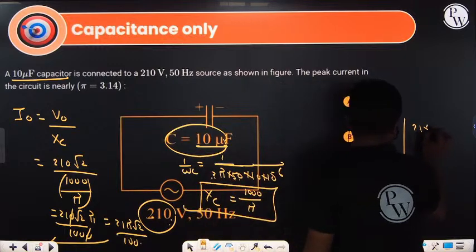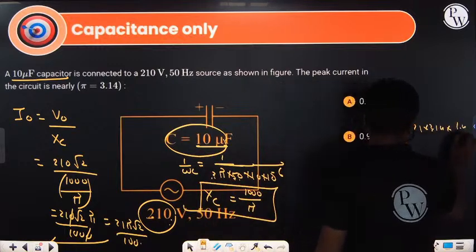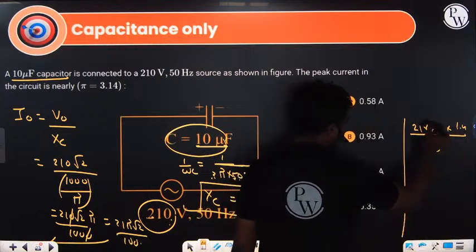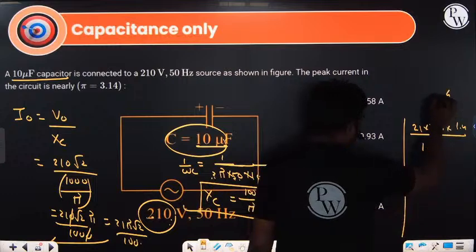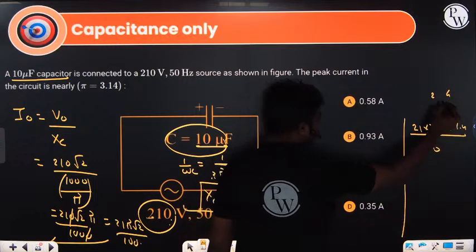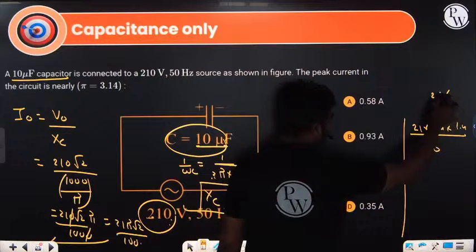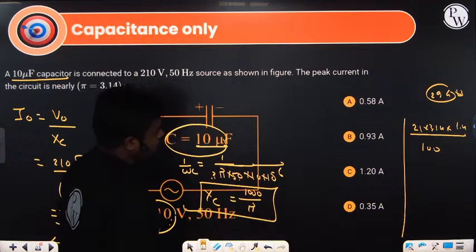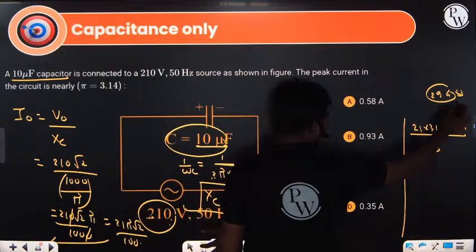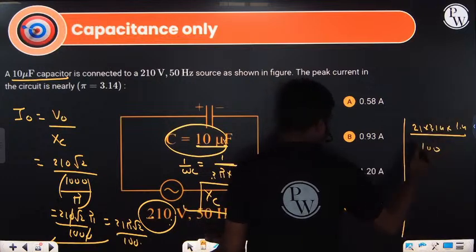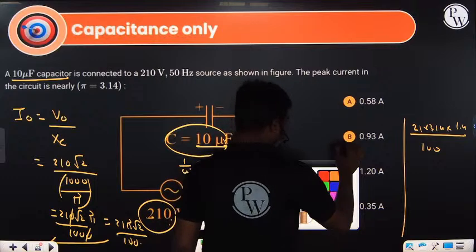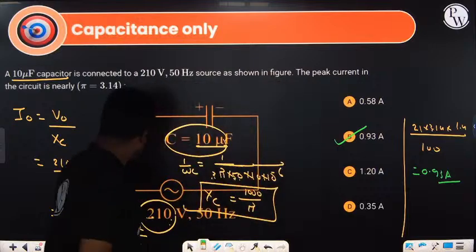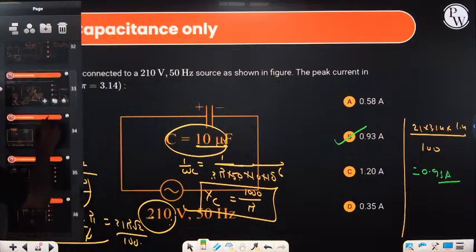So this is 21 into 3.14 into 1.4 divided by 100. So this side, we are getting approximately 0.93 ampere. Right. So let's solve some more questions from here.